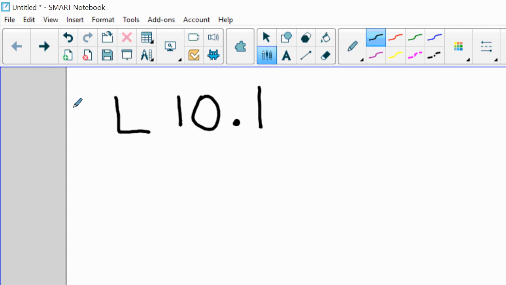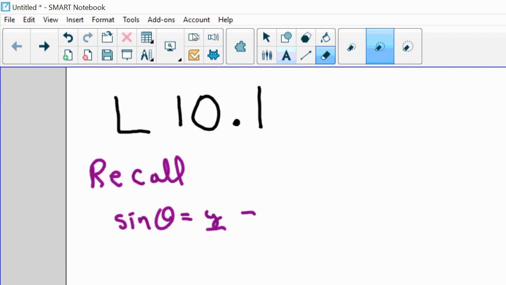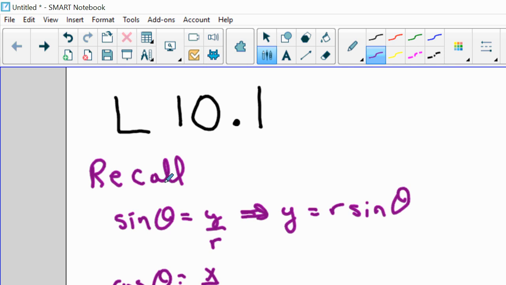Speaking of that, recall. Now, when I say recall, worst word in all mathematics. We got sine theta, y over x, which, well, that would not be true. It would be y over r, which implies y equals r sine theta. And cosine theta equals x over r, which implies x equals r cosine theta. We know x squared plus y squared equals r squared, which implies r is the square root of x squared plus y squared.